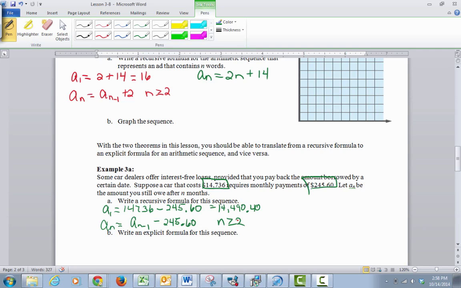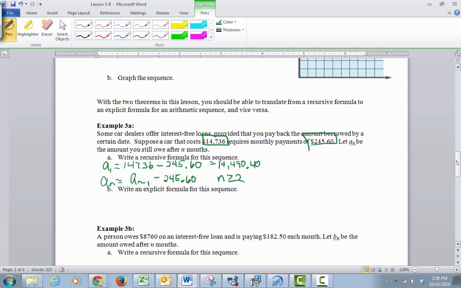Now, that being said, what is my slope in this case? What's changing every month? I'm paying how much a month? 245.60. So that's my slope. And it's a negative because we're paying off something, okay? So negative 245.60 times n, okay? And then I'm going to add what my starting amount is, which happens to be what? 14,736. Okay, so this one's my explicit formula.